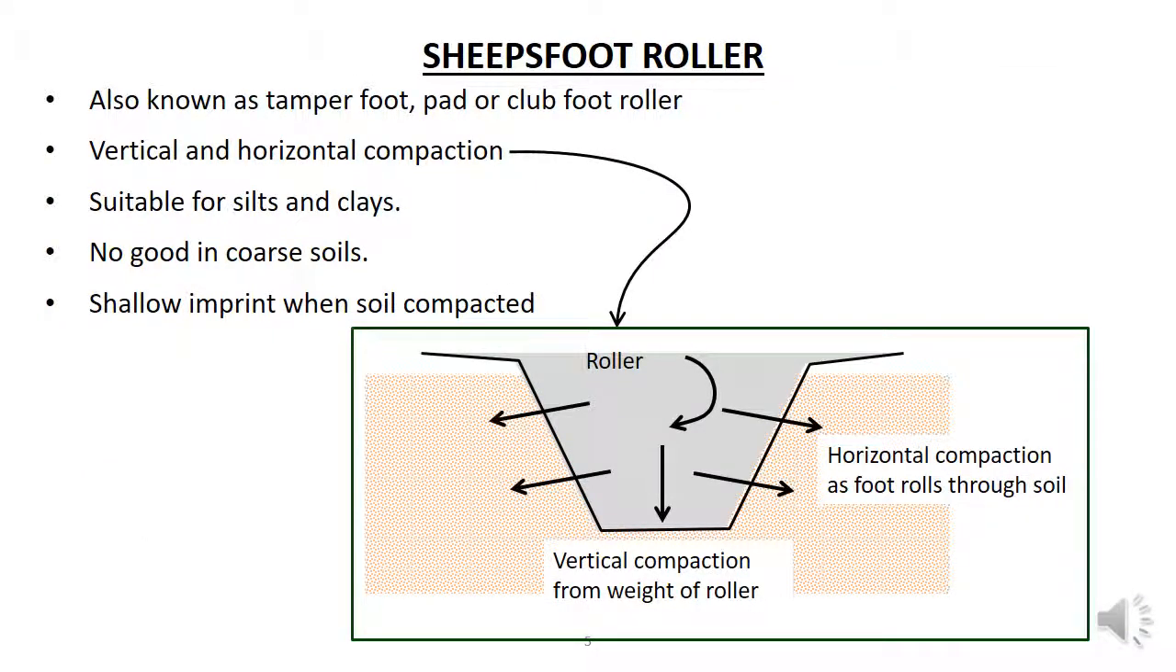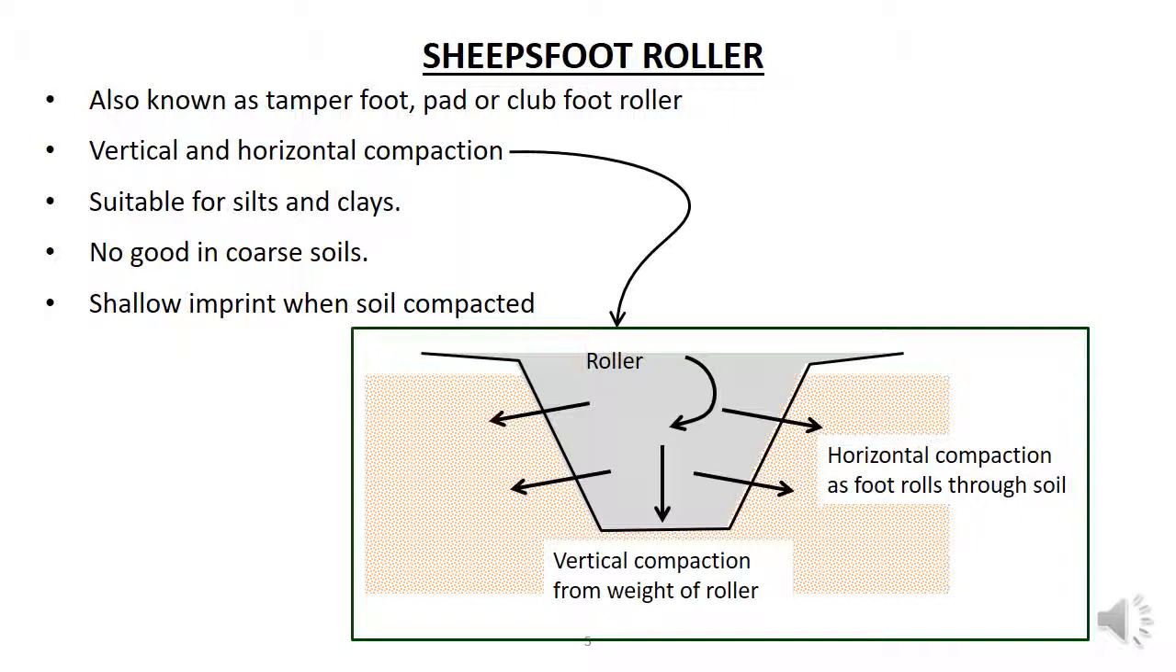A sheepfoot roller is also known as a tamping, padfoot, or clubfoot roller, and it has pads or feet on the roller. These pads or feet concentrate pressure on the ground and compact the soil both vertically and horizontally, as shown in the diagram. These rollers provide the best initial compaction of clays and silts, as the feet are able to penetrate the soil and compact in both vertical and horizontal directions.